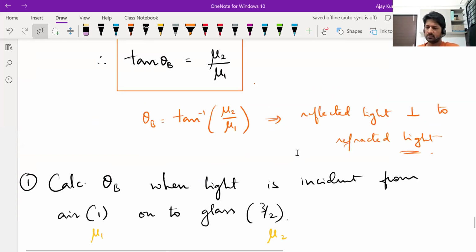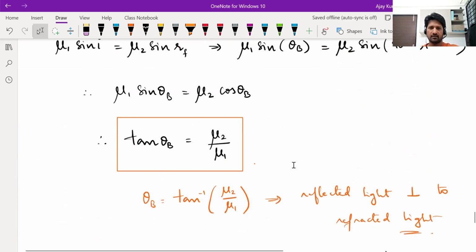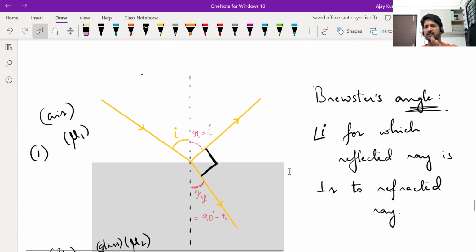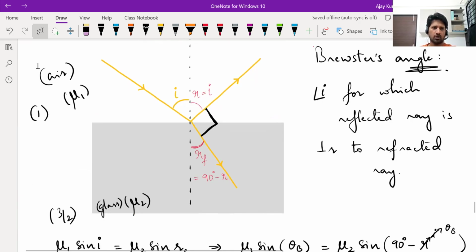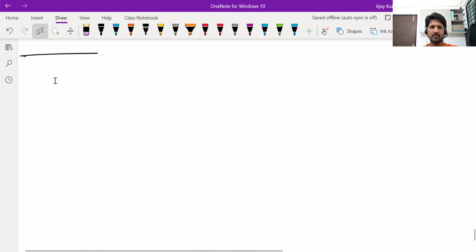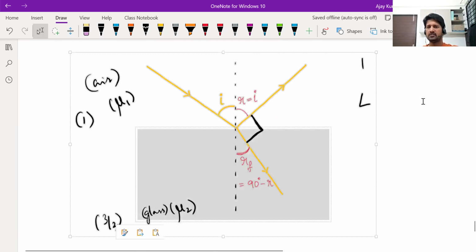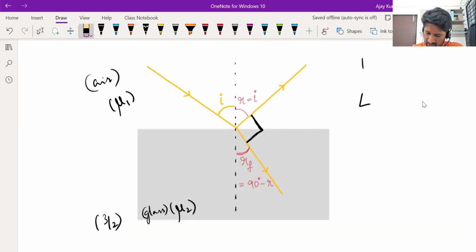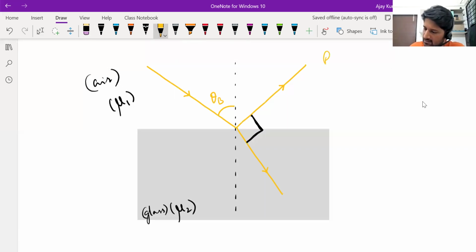Yes. Okay. So if light is incident at this particular angle, tan inverse mu2 by mu1, you will find reflected light being perpendicular to refracted light. So what? When reflected light is perpendicular to refracted light, what is observed is that the reflected light is polarized. So when the angle of incidence is the Brewster's angle, the reflected light that you get will be polarized. How exactly, or in which direction, is it polarized? That also you can tell.